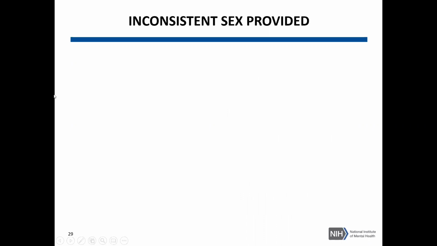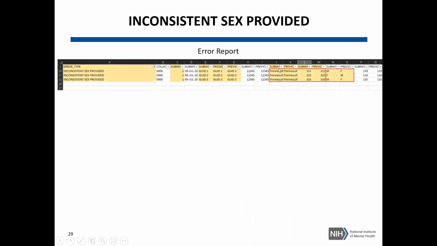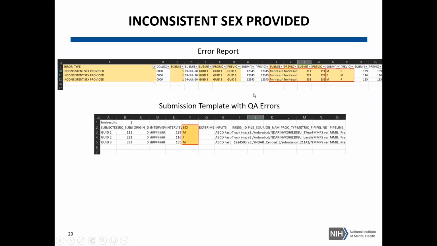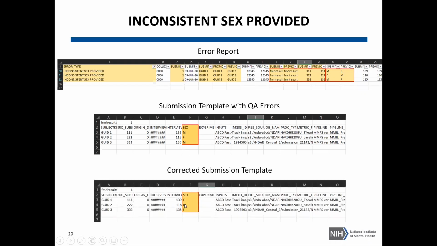How this might appear on your error report. So you will look to columns J through O. You will see here that we are looking at data structure fMRI results 01, and we are looking at subject 111, 222, and 333. For subject 111, we see that in one submission, they were listed as M for male, and in another submission, they were listed as F for female, and likewise for 222 and 333. You will need to determine which of these submissions has incorrect data, and then go to the sex column and correct with appropriate code.